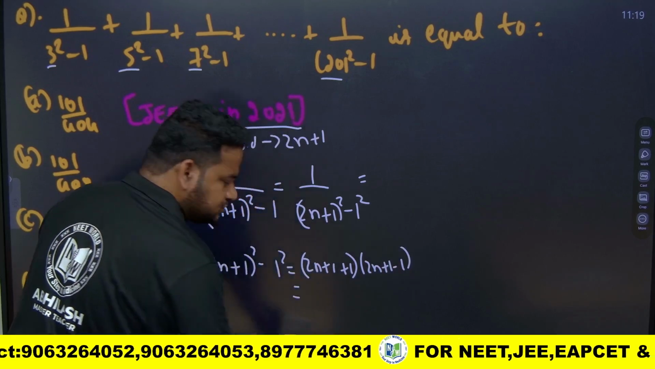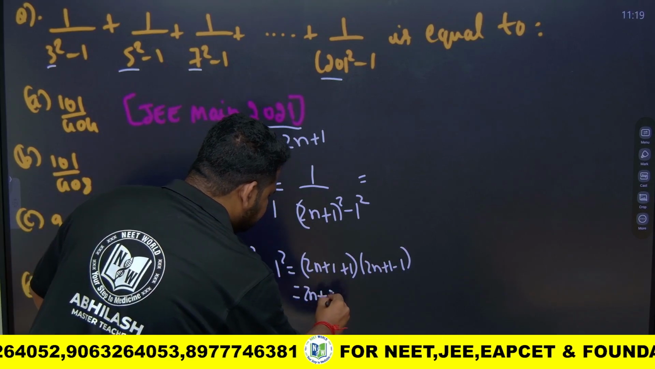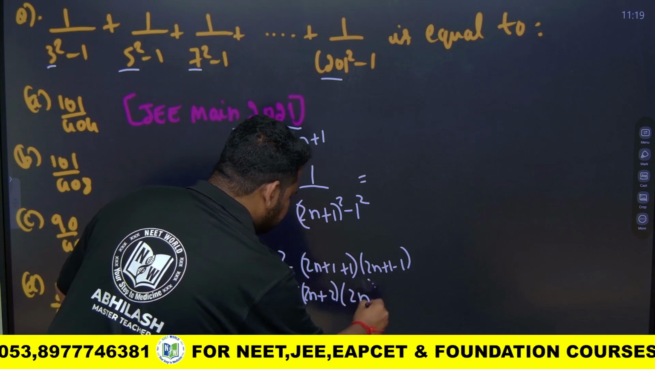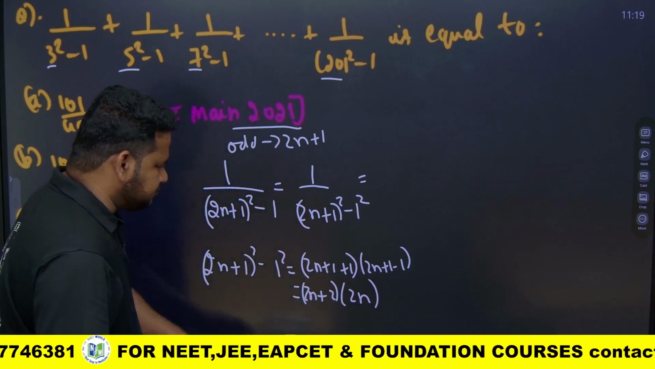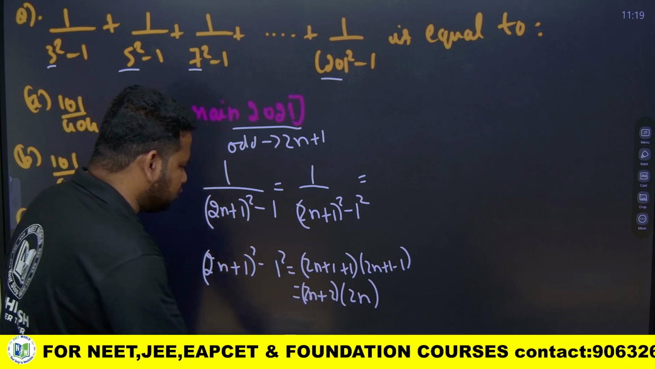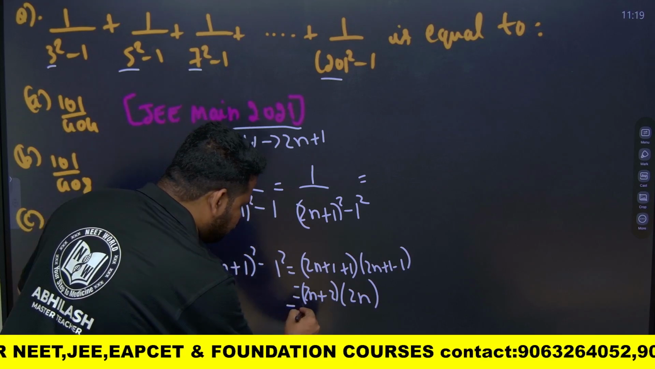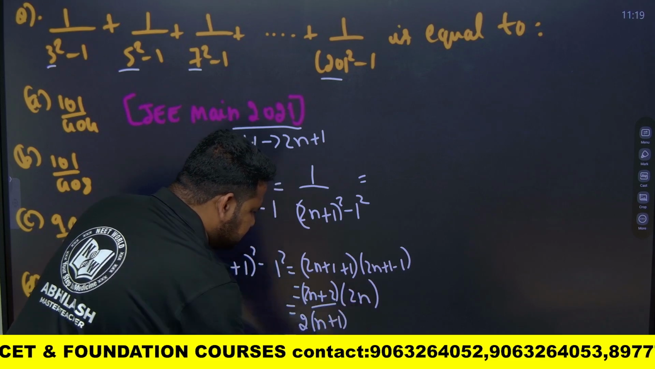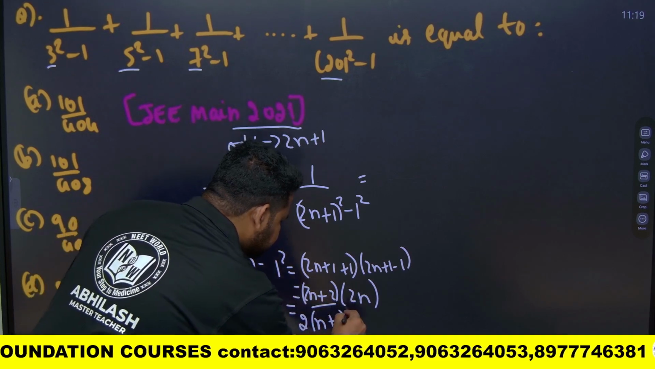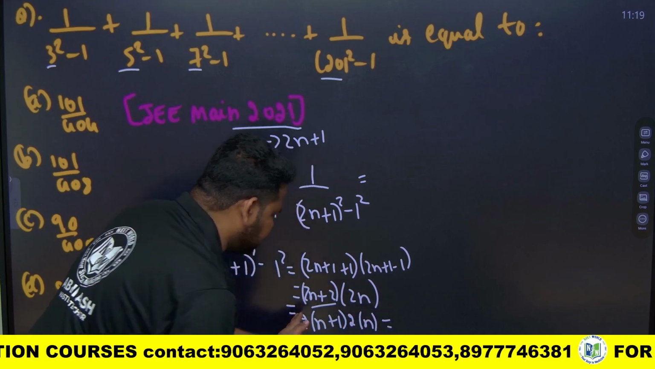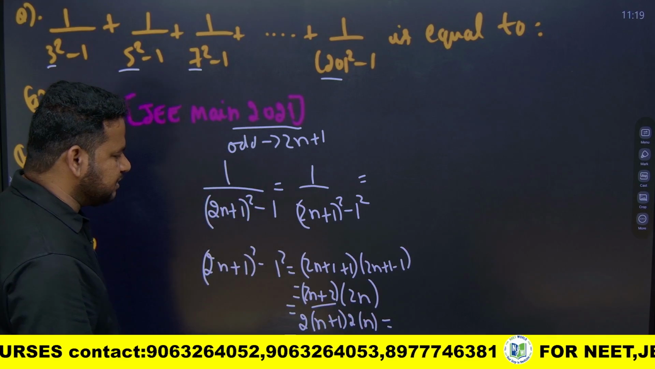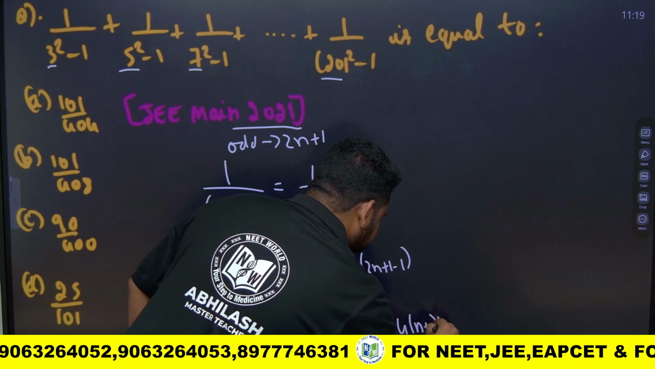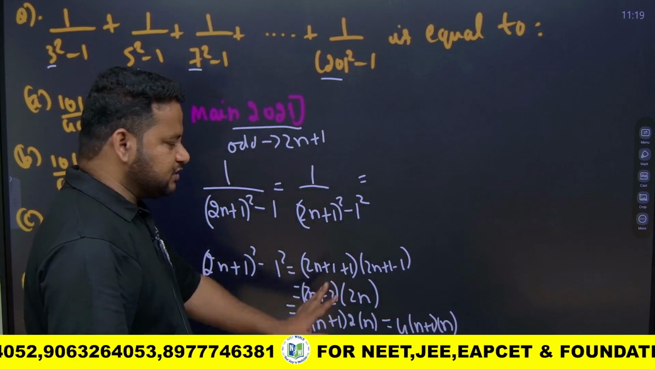So this will become 2n plus 2 into 2n. Instead of multiplying, let me take 2 outside. Here 2 is common, I will take 2 outside, this will become n plus 1. Here there is 2n, I will take 2 outside, this will become into n. So 2 into 2 will become 4. So 4 into n plus 1 into n. This is what I get, friends. So this is what I get in the denominator.